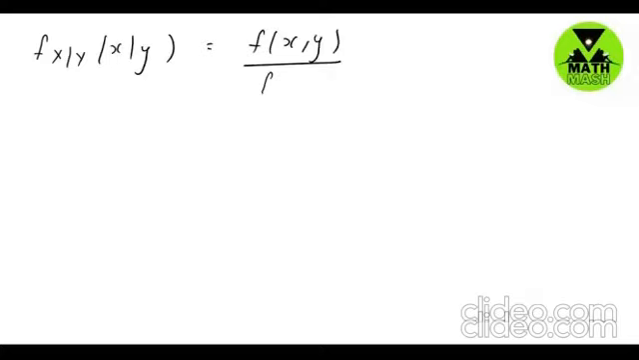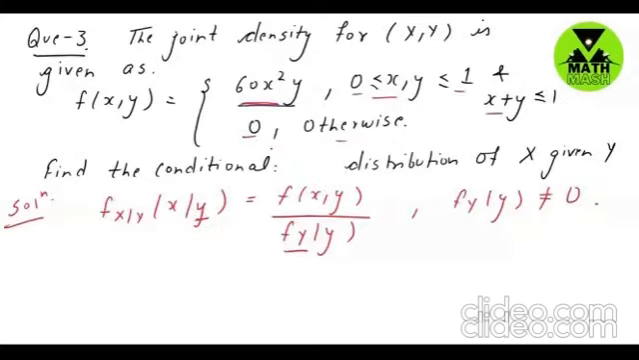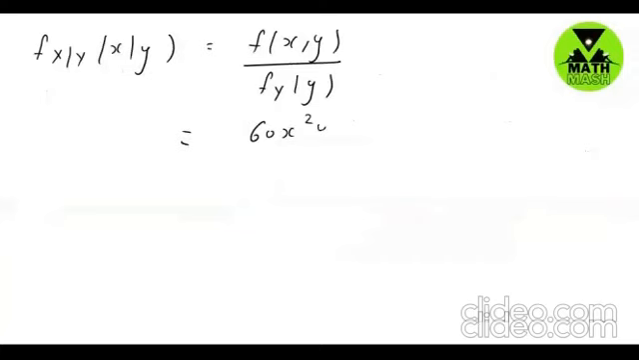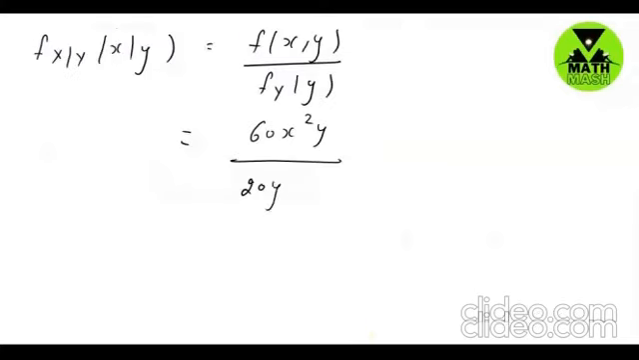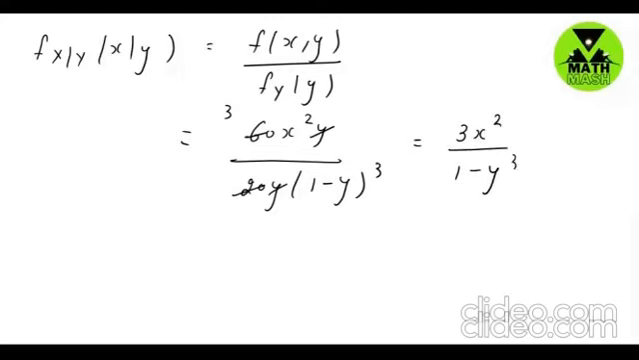Now the conditional distribution of x given y is the joint density divided by the marginal density of y. The joint function is 60x²y, and the marginal density is 20y(1 − y)³. So 60 divided by 20 is 3, the y cancels out, and finally it equals 3x² divided by (1 − y)³.